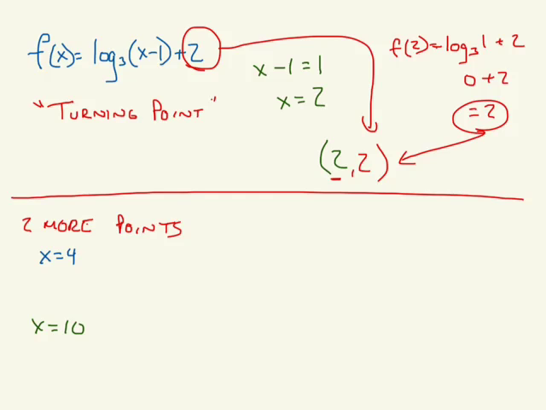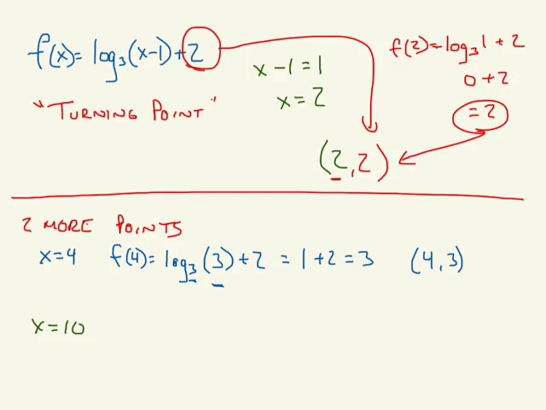Now, let's go find 2 more points. I picked 2 points here. I picked 4 and I picked 10, and there's a reason why I picked 4. If I do f of 4, I will get a log base 3 of 4 minus 1, which is 3, plus a 2. Log base 3 of 3, 3 to what exponent will give you a 3? Well, that's a 1. So we add a 1 plus a 2, and that gives us a 3. So that's going to give us the point 4, 3.